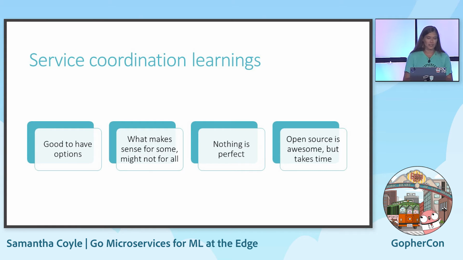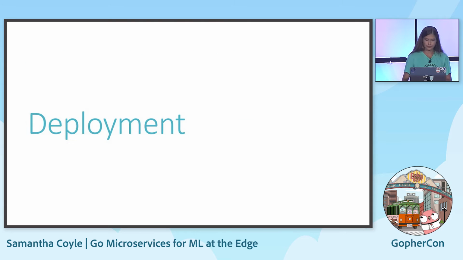And there were other learnings as well. It's, number one, good to have options when it comes to these sort of things. And what makes sense for some might not make sense for everyone. So wait for it was okay for us, but that might not make sense for y'all. And nothing is perfect. We know that with software. But open source is awesome, but it can take some time to improve the community, improve the tooling. You just have to be patient.